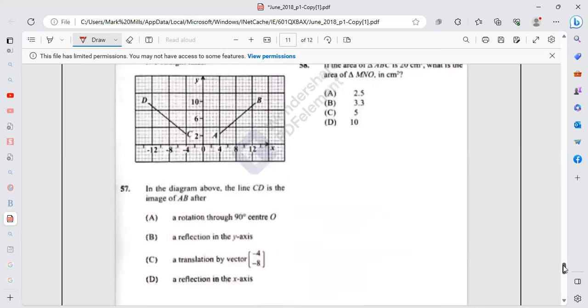Question 57. What best describes this one here? So that will be reflection in the y-axis.